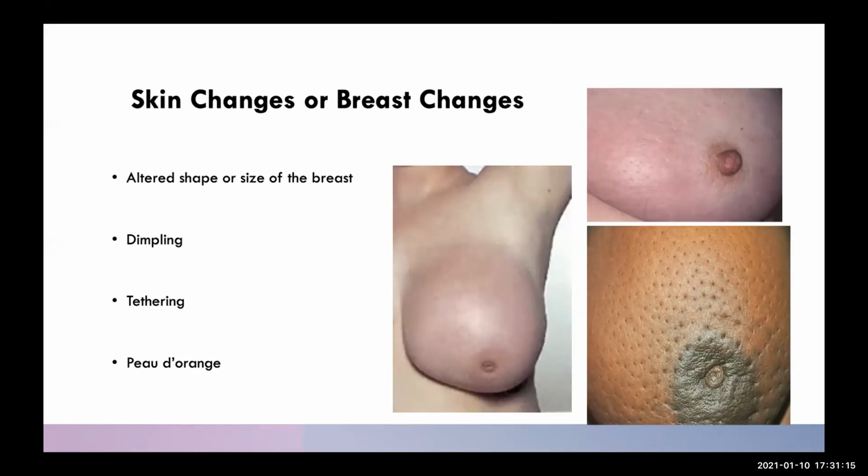You can also see sometimes the skin overlying the breast tissue becomes red and inflamed. You can see this in an infection, but bear in mind this can be a sign of an inflammatory breast cancer, which is a locally advanced breast cancer. Other things to look out for in the skin is either dimpling or tethering of the skin.